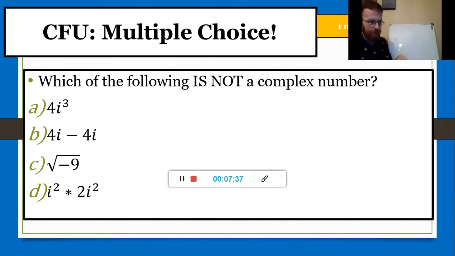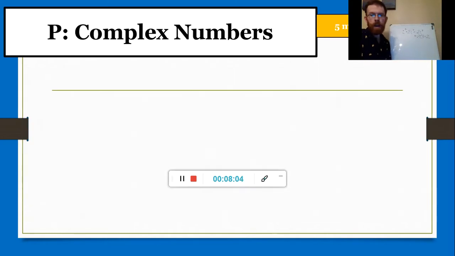Now, I've given enough time. The answer for this one is D. i squared times 2i squared. That one's going to be 2i to the fourth power. And what did we say i to the fourth power was? 1. i times 1, or 2 times 1, just 2. All right, moving on.